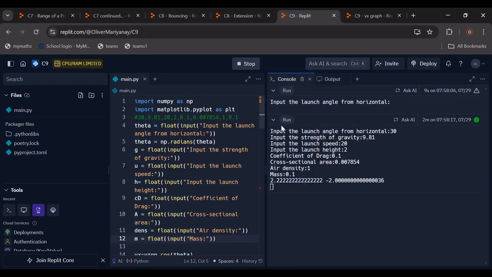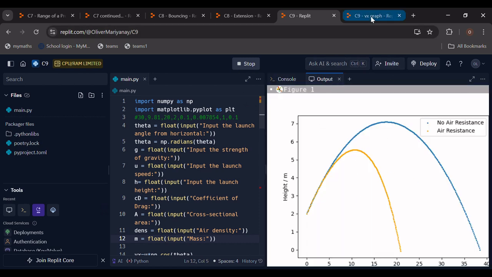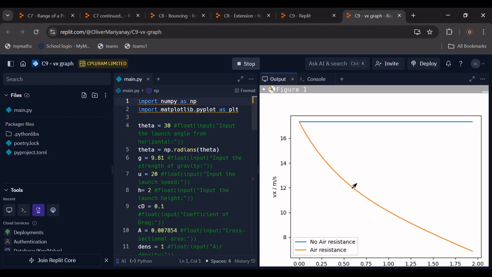In challenge 9 I created a graph of a projectile with air resistance compared to one with no air resistance, and I showed the difference in horizontal velocity independently.